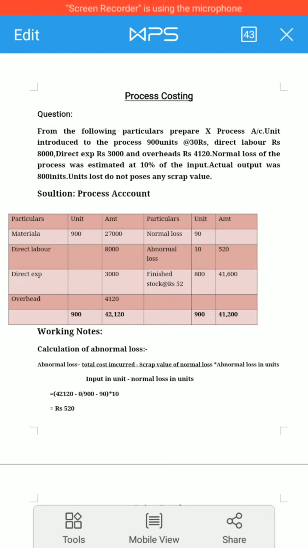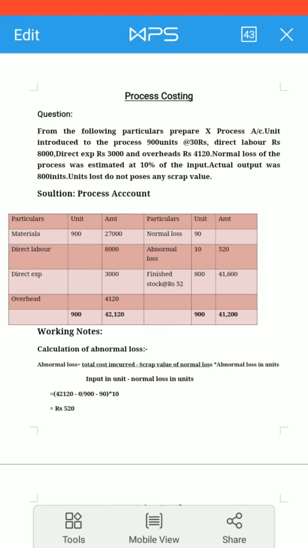Now coming to the credit side, normal loss is 90 units. This 90 units comes from the question. It was given that the normal loss of the process was estimated at 10% of the input, that is 900 into 10 by 100 equals 90, and the scrap value is not mentioned in the question, therefore there is no scrap value. And in the question it was given that finished stock is 800 units. Considering the unit column with debit and credit, on the credit side there is a shortfall of 10 units, so we can assume that 10 units is abnormal loss.